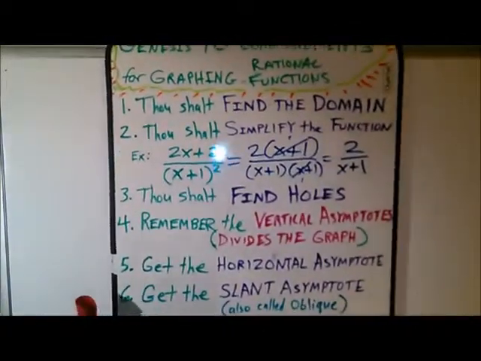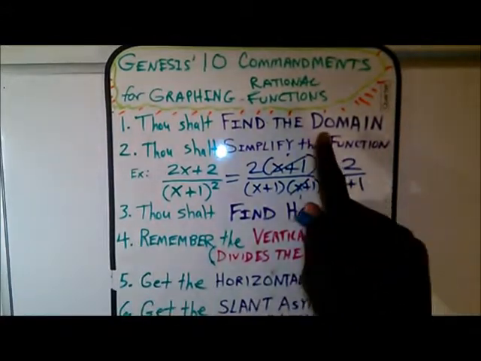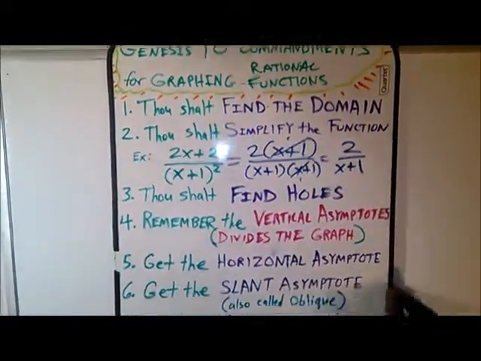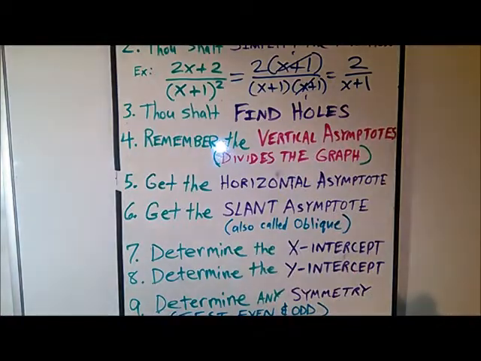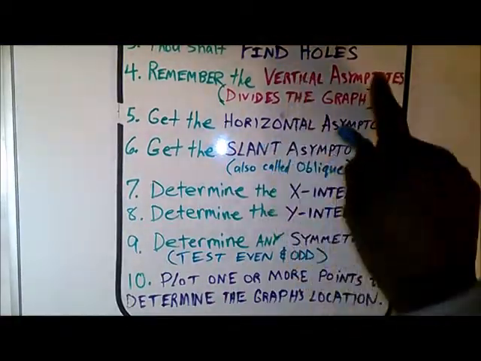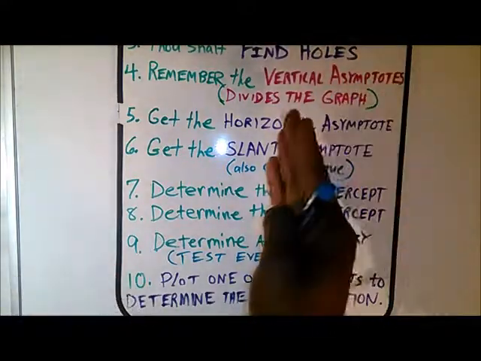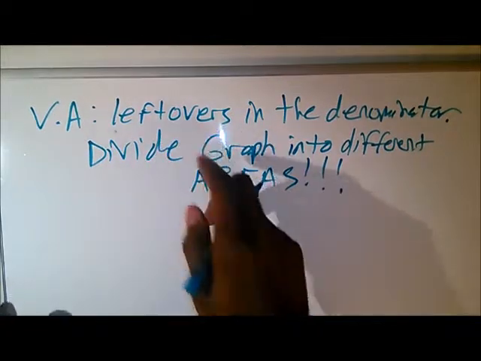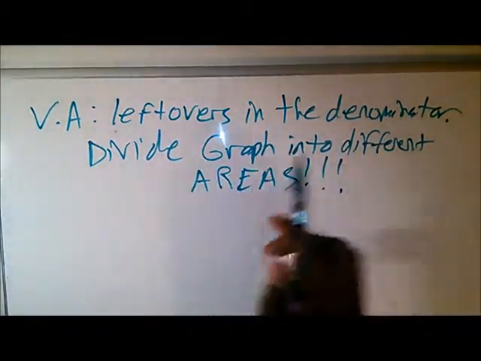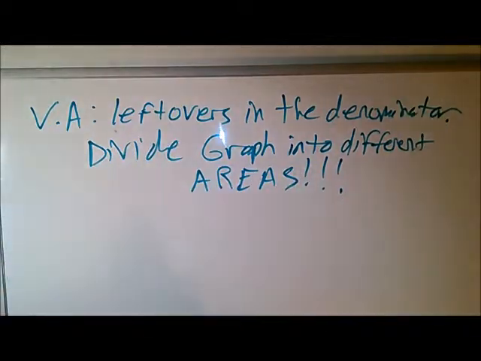The next thing we need to know in our 10 commandments, after we find the domain, is simplify the function. And after thou have found the holes, you need to remember the vertical asymptotes. These vertical asymptotes divide the graph. The vertical asymptotes, our VA, are the leftovers in the denominator, and they divide the graph into different sections.